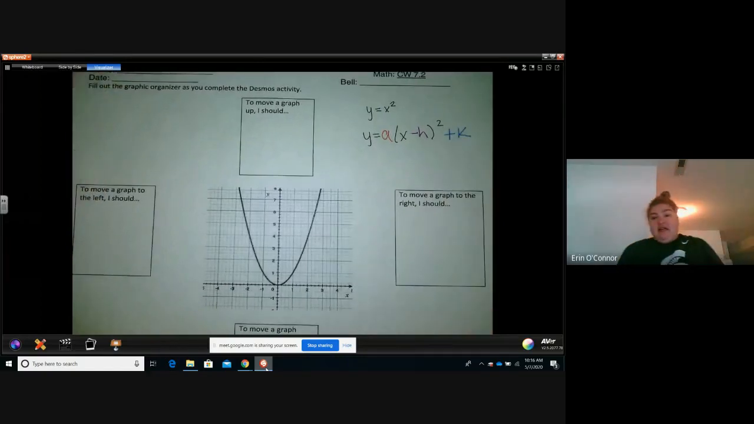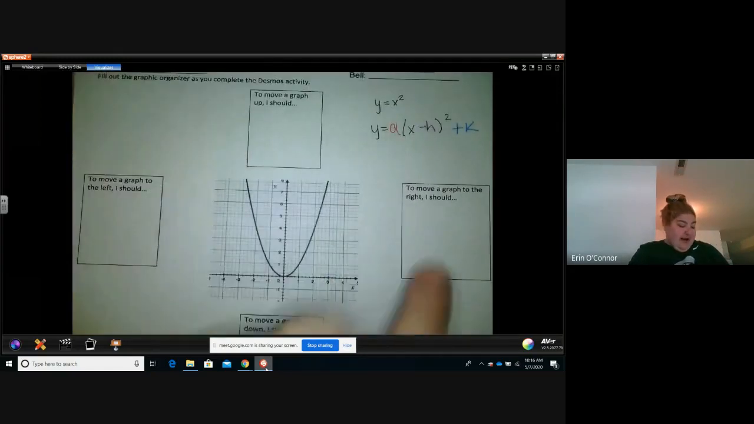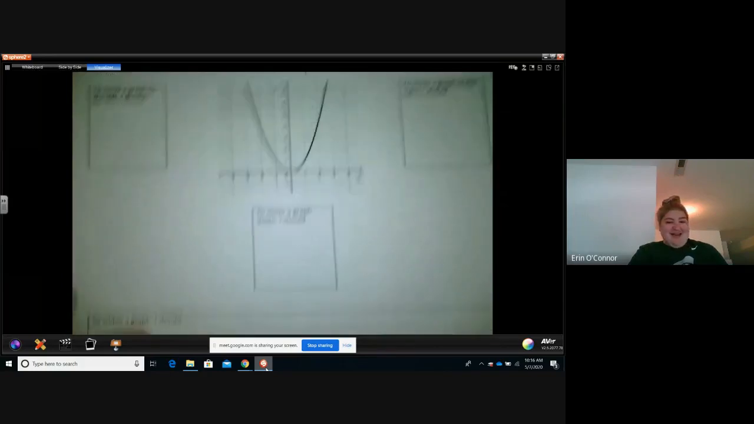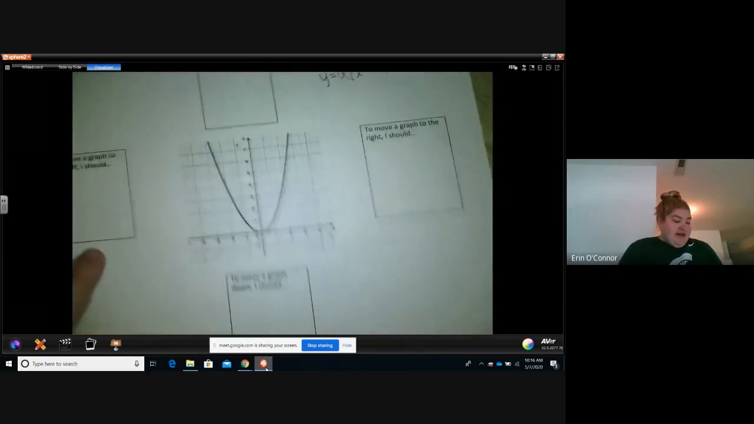And this is literally how it's written for almost every function. That's how transformations occur. You're going to see this a lot in the coming years. So we need to use these letters to determine how to move the graph up, right, left, down, how to widen it, how to narrow it, and how to flip it, which we should already know how to flip it, how to make it a frown. But we're going to go over that again.